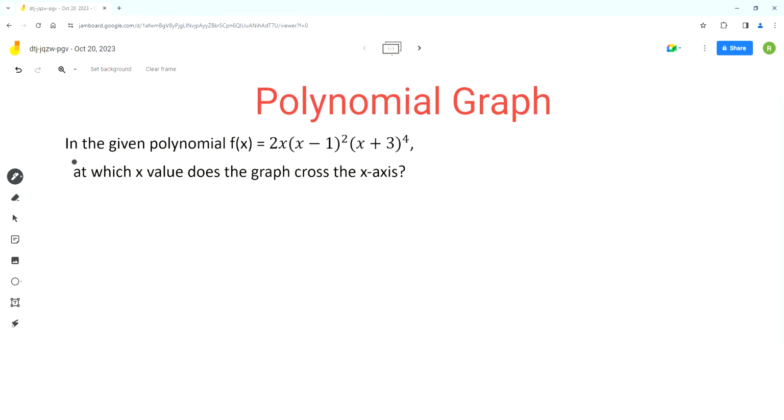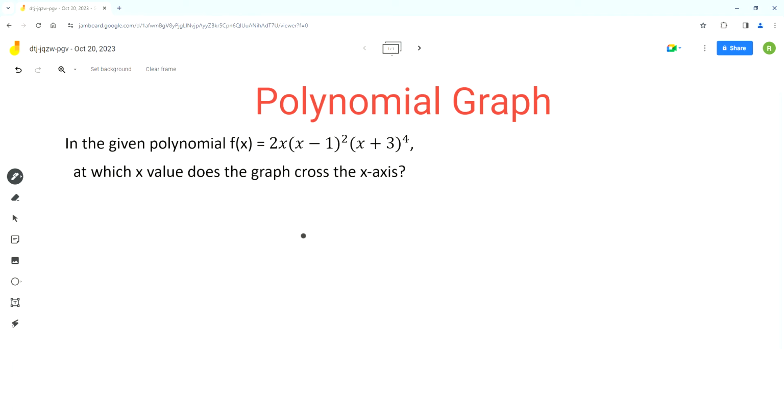Now, as per the problem, in the given polynomial f of x equals 2x times (x minus 1) squared times (x plus 3) to the power 4, at which x value does the graph cross the x-axis? So we have to find the x-intercept at which the graph crosses the x-axis and not just touches and goes back. So the first step here is to identify the x-intercepts of this polynomial function.